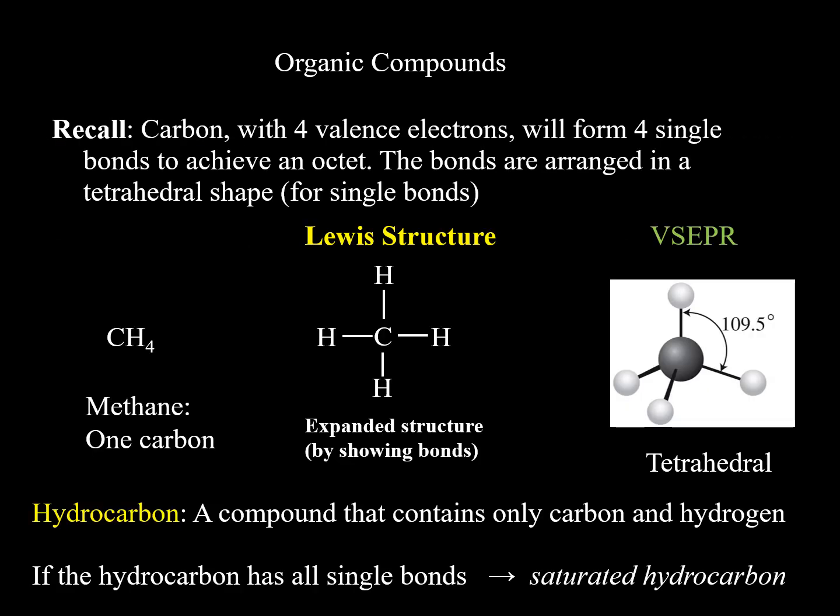So you remember this from VSEPR and from Lewis structures. Carbon has four bonds. The shape is tetrahedral. When you have four hydrogens attached to the carbon, carbon should always have four bonds.